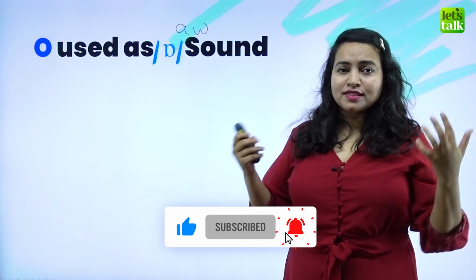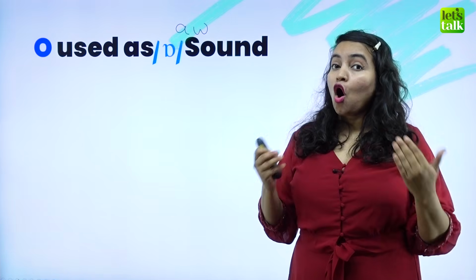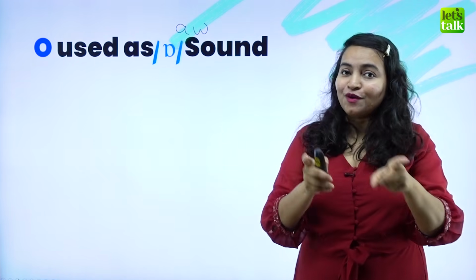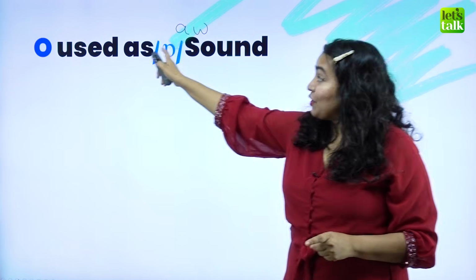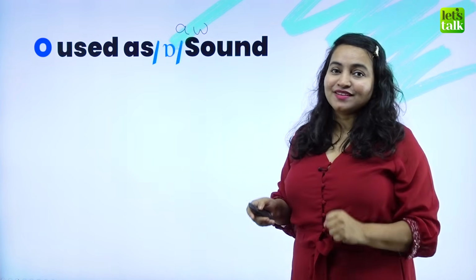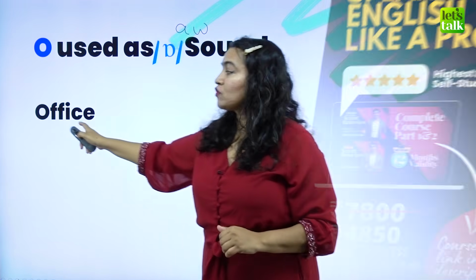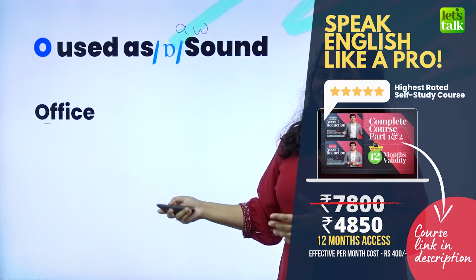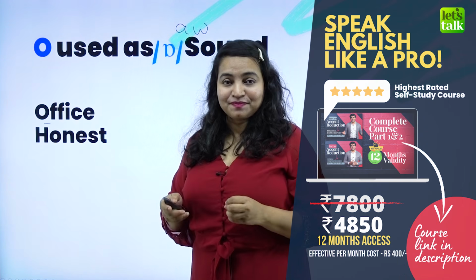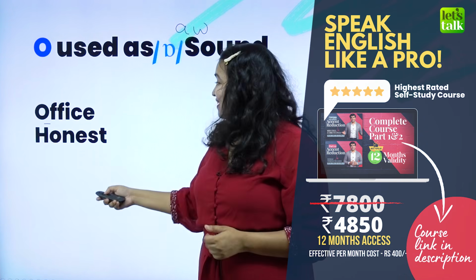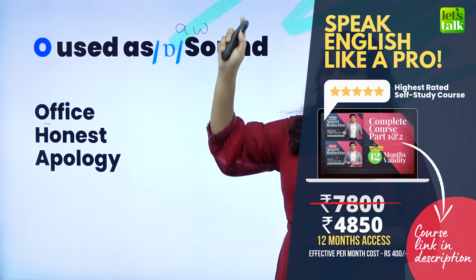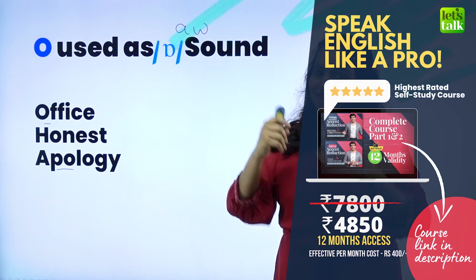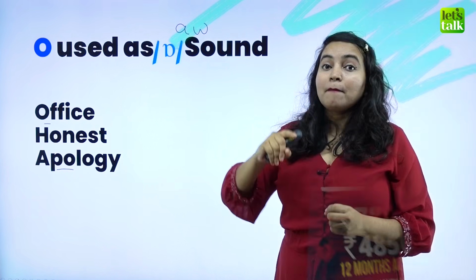So say this with me, guys. What sound is this? It's an O. O, not O, but an O. But let me show you some more words which I know all of you are mispronouncing, which use the letter O but have the O sound. So, the first word, office. Say this after me. Office, office. The next word, honest. Honest, honest. The next word, apology. Now remember, this is not apology, apology. Say this after me. Apology, apology.